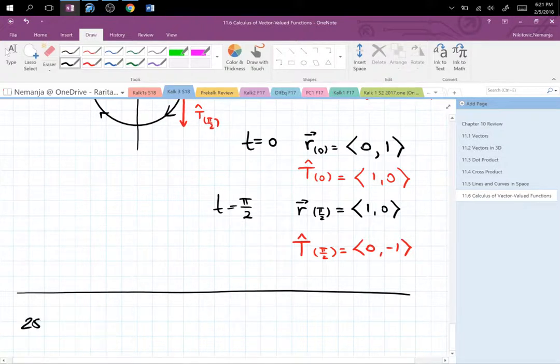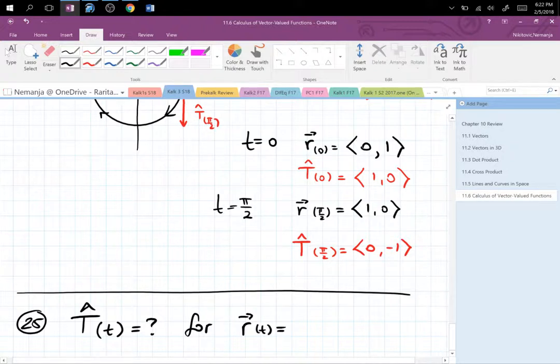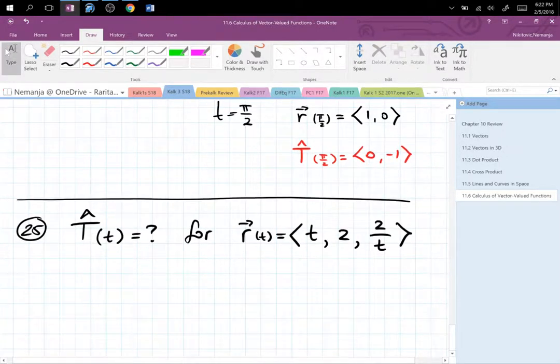Here, problem 25. What is this equal to? For vector r given as t, 2 over t, t larger than 0. No, t larger than 1.